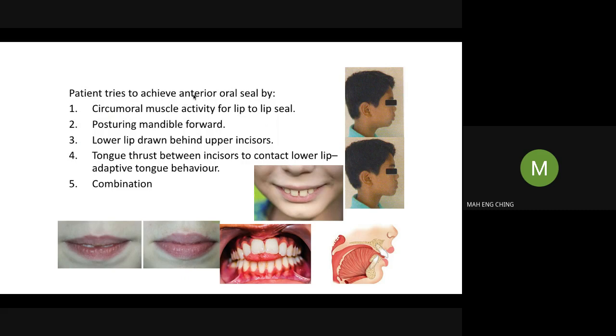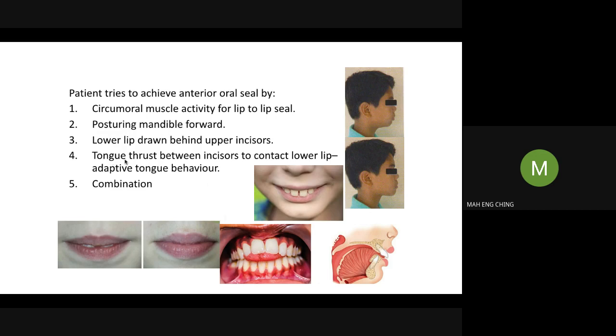When patients try to achieve the oral seal, they can do it in a few ways. The first one is circumoral muscle activity for a lip-to-lip seal. Then they can also posture the mandible forward. Sometimes if the mandible is too short, they can always bring the mandible forward, and by doing that the lip can achieve competency. Then the lower lip is drawn behind the upper incisor. It can be that the upper incisor is too proclined, so the lower lip is trapped behind it, which is why they have to bring the mandible forward to achieve the lip seal.